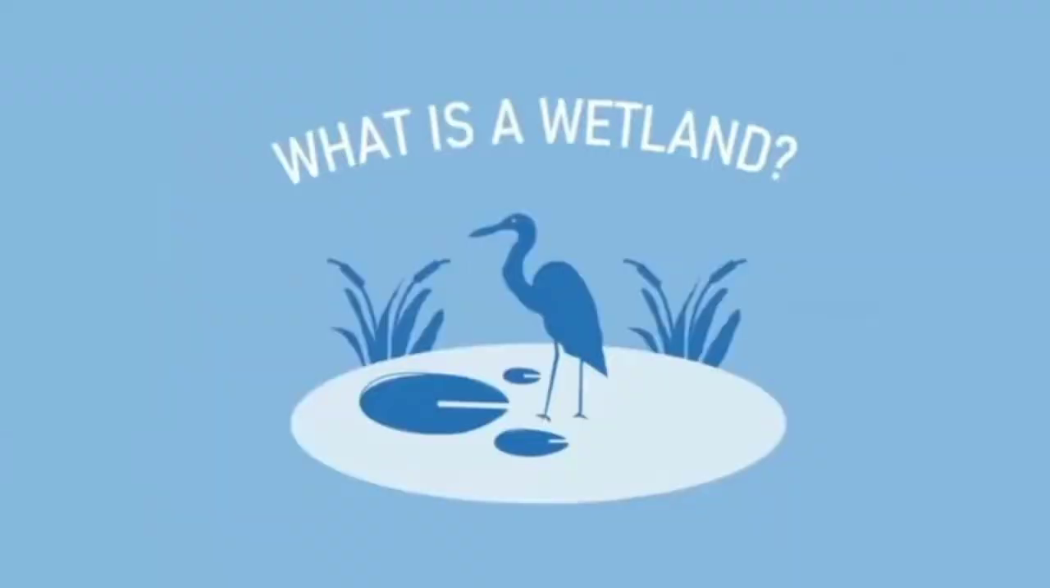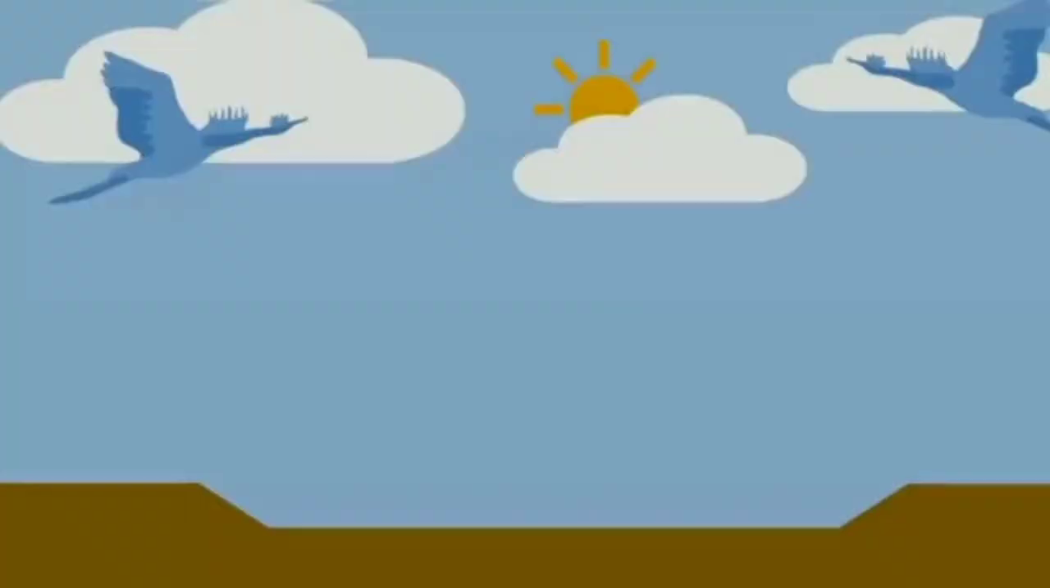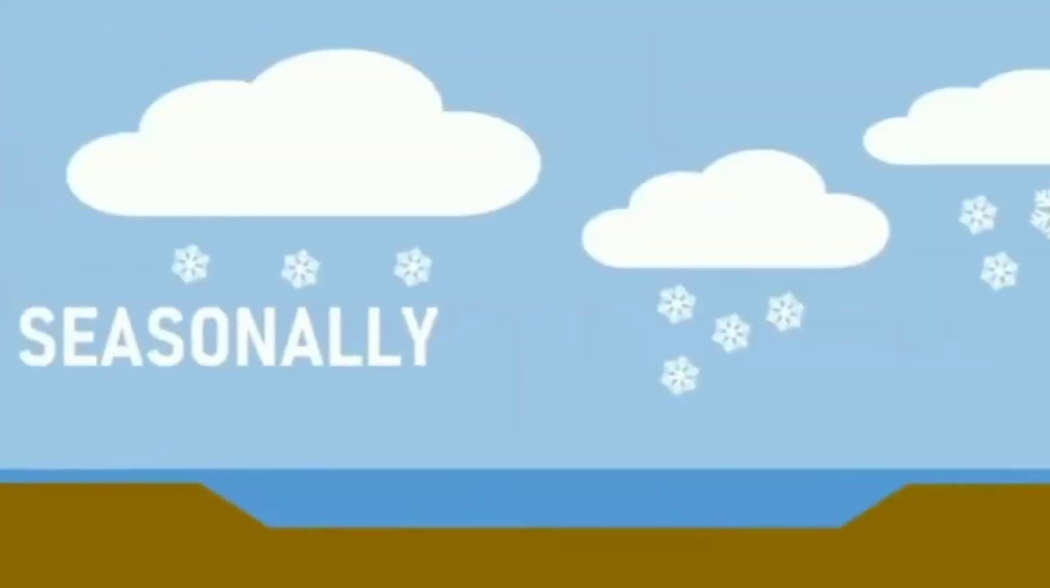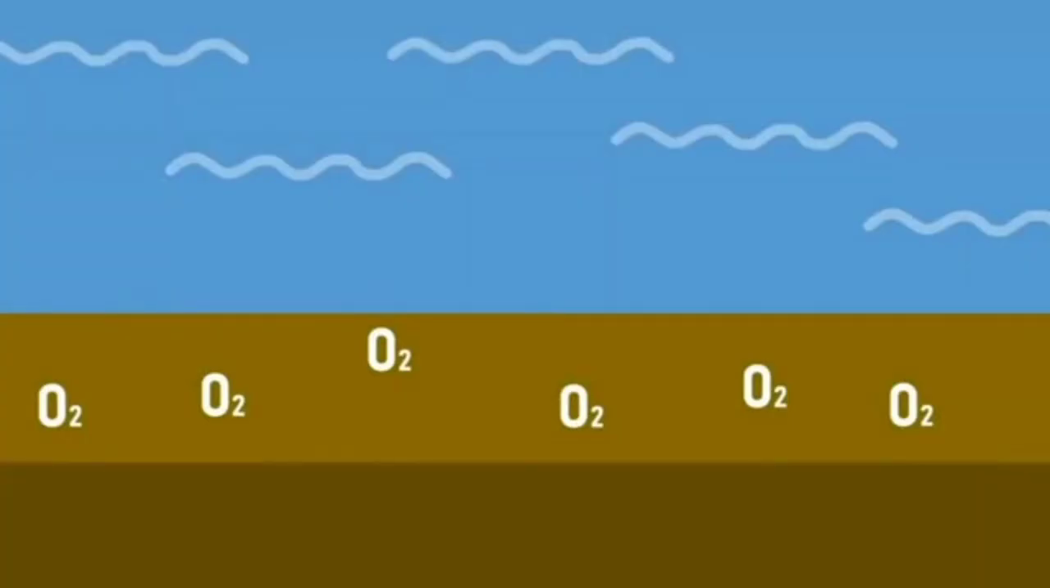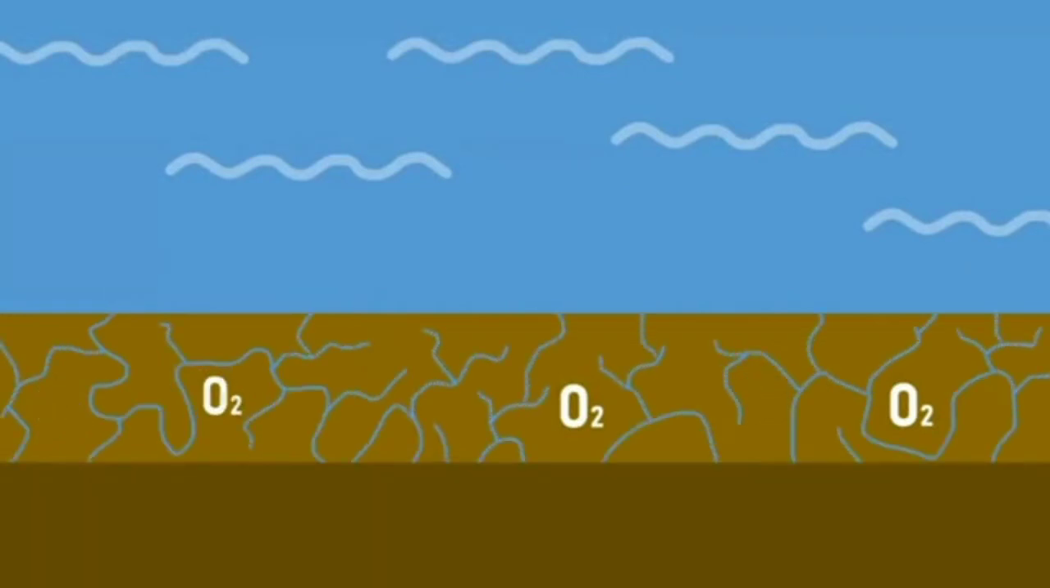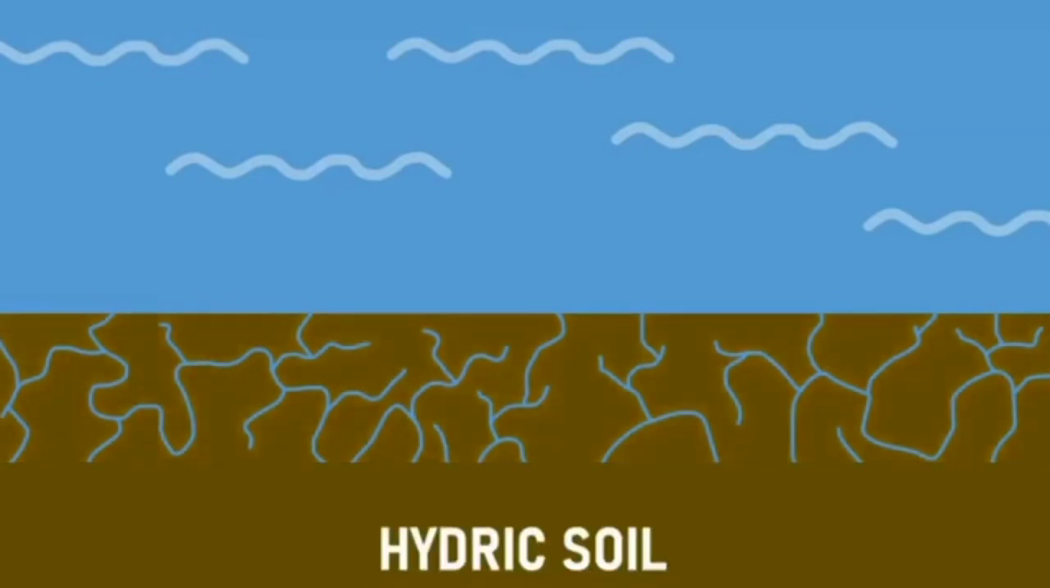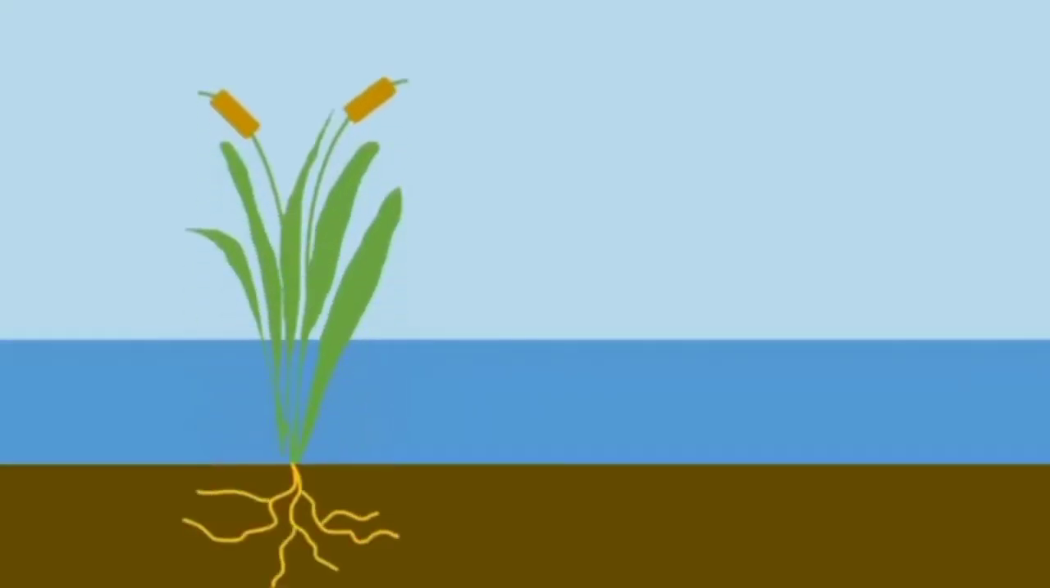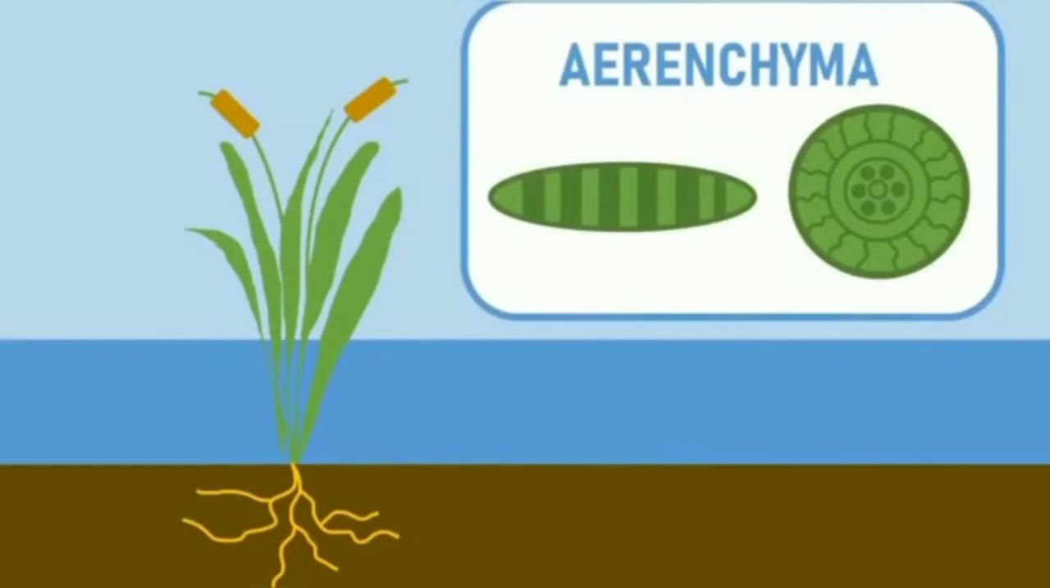What are wetlands? Wetlands are dynamic aquatic ecosystems found all over the world. A wetland is an area of land that is saturated with water either permanently or seasonally. Excess water in this area of land covers most of the soil, reducing the amount of oxygen and creating hydric soil. Even though the plants that grow in the wetlands are often deprived of oxygen, these plants have adaptations called aerenchyma, tiny air pockets found in the stems and leaves which provide oxygen to the roots.